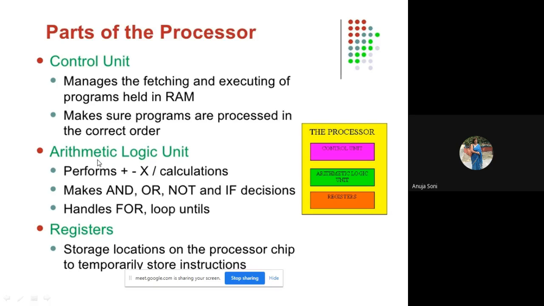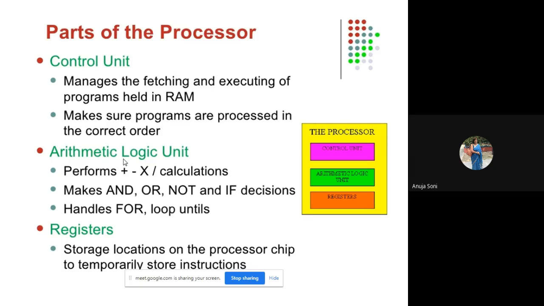Now, the arithmetical logical unit facilitates all the arithmetical as well as the logical operations. What are those arithmetical operations? Addition, subtraction, multiplication, division, all these kinds of calculations are called arithmetic calculations. Whereas AND, OR, NOT are called logical operations. So all these are facilitated by your arithmetical logical unit.